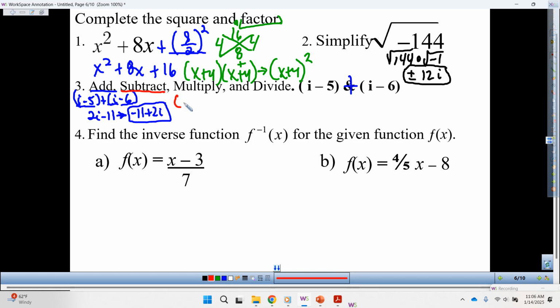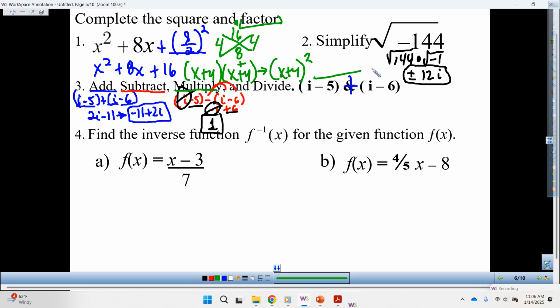Let's go to subtraction. Subtract i minus 5 minus i minus 6. All right, distribute the negative in here, so that's negative i and positive 6. Combine like terms. What is i minus i? They cancel. What is negative 5 plus 6? The answer is 1. Have you got that by yourself? All right.